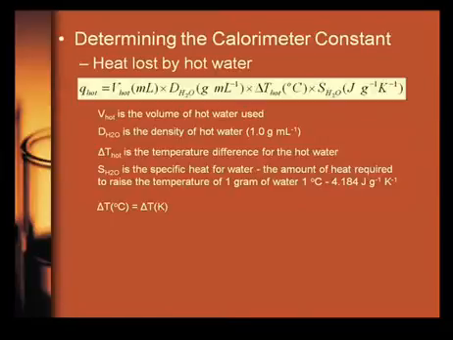As you can see from the formula, we have a degree C, but we also have a Kelvin. We don't have to worry about this because delta T in degree C is equal to delta T in Kelvin. We don't have to convert temperatures when working with delta T's. Only when working with delta T's.